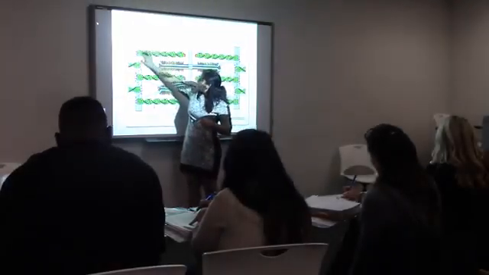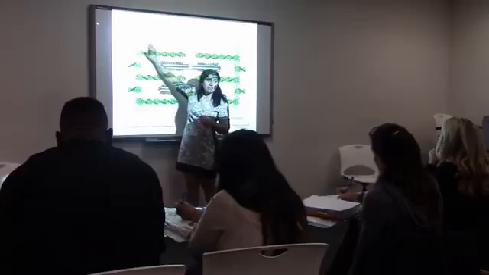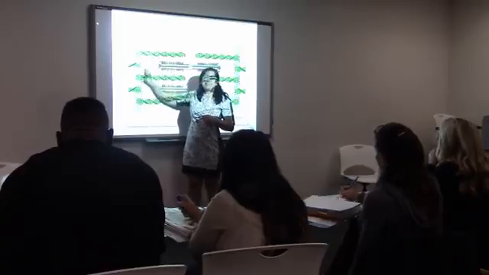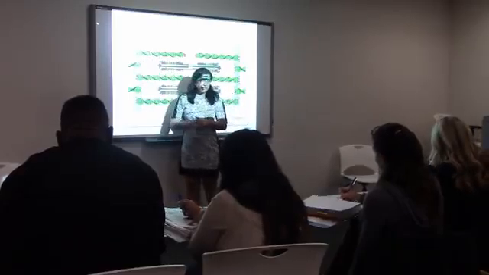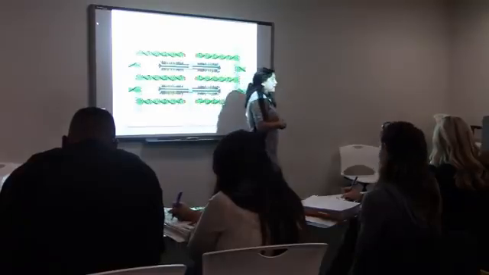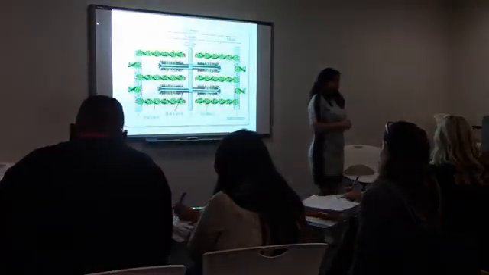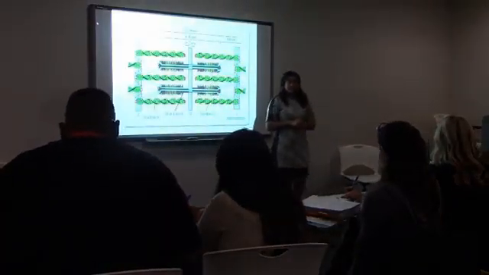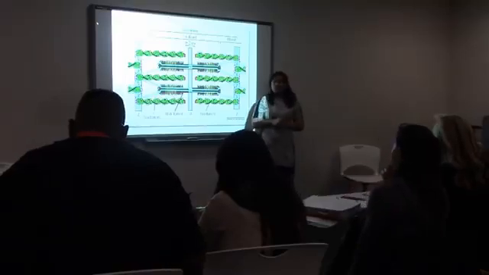And then the I band. What filaments do you find in the I band? Only thin. It only contains the thin filaments. H is thick, I is thin, A is both.